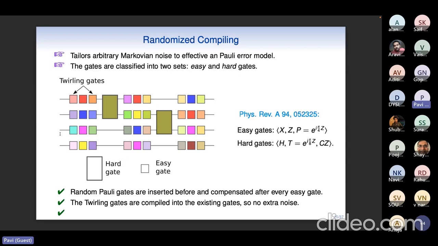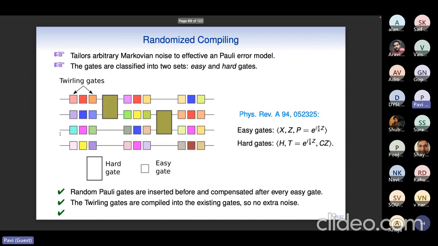Technically, what we do is we segregate the gates in the circuit into two sets, which are called easy and hard gates. And then we apply random Pauli gates before and after every easy gate. What this ensures is that if noise affects each of these gates as a completely positive map, the average effect over all these randomizations will now look like a Pauli noise process.